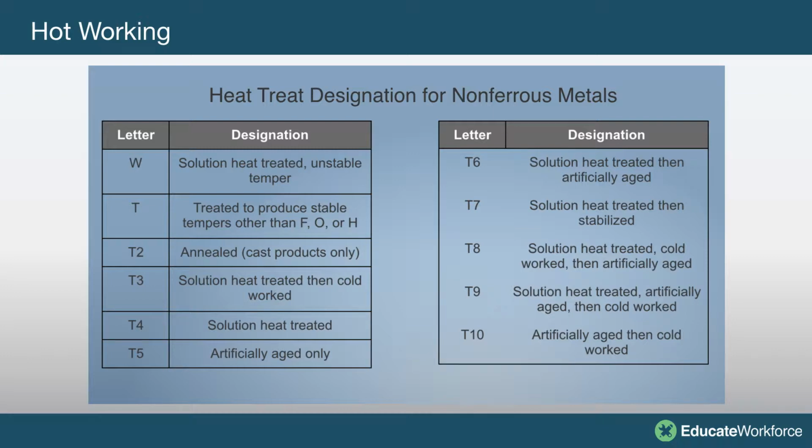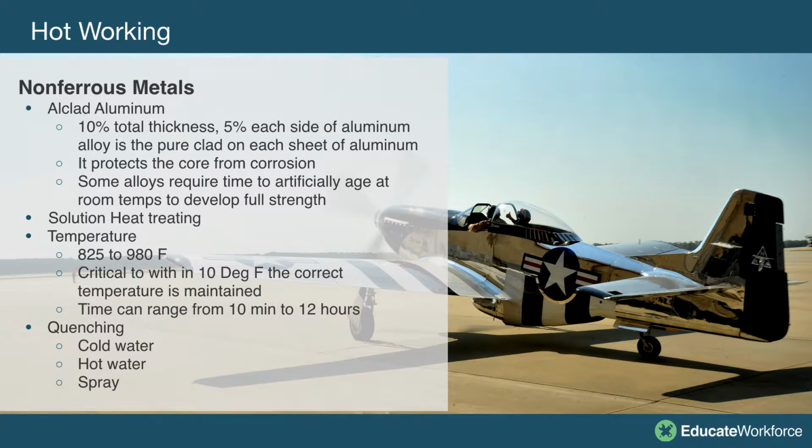Still hot working non-ferrous metals. Clad aluminum, or Alclad aluminum as it's referred to, has 10% of the total thickness, or 5% on each side of the aluminum alloy, that is pure clad or pure aluminum. We put that on there as a protection to keep the alloys from corroding.